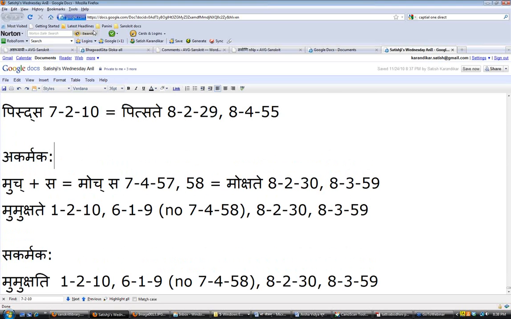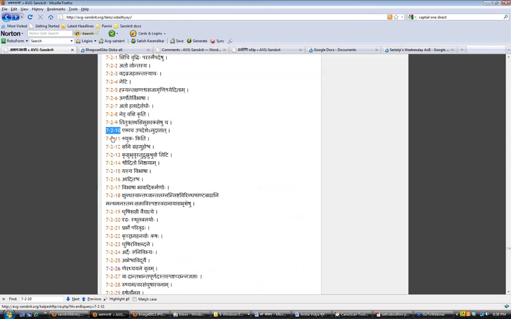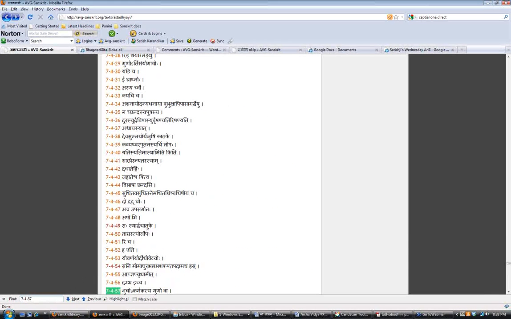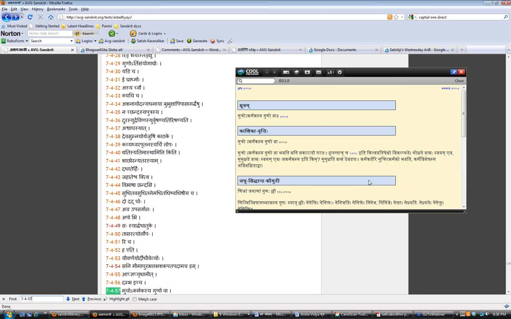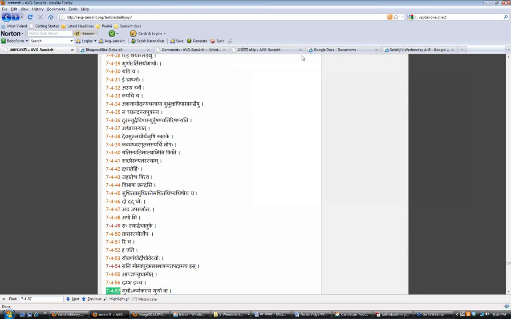Back here, in fact, he gives all the forms. If you look at 7457, I think he gives all three forms: mokshate, mumukshate, mumukshati. Okay, we are fine, we got all three forms. So when it takes guna, then only it takes the abhyasa lopa. Otherwise, the usual form by 1, 2, 10 only we get this. Okay, let's go to the next one.